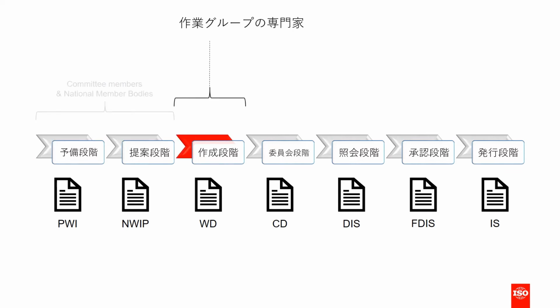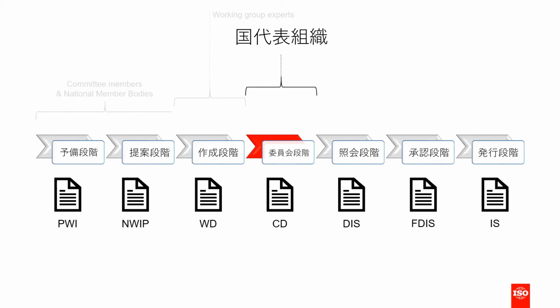The project is then in the hands of the experts who work on the draft. When consensus is reached between the experts, the document progresses to the committee stage. At the committee stage, it is once again the committee members who vote on the draft on behalf of their national mirror committees.